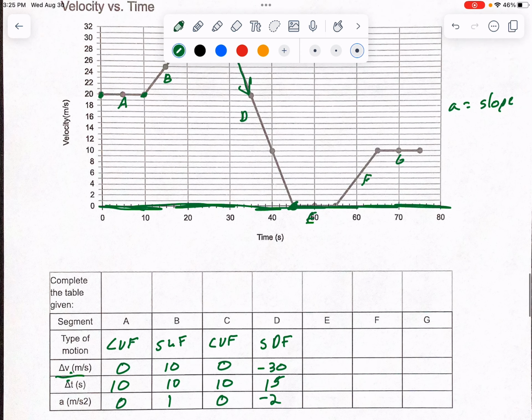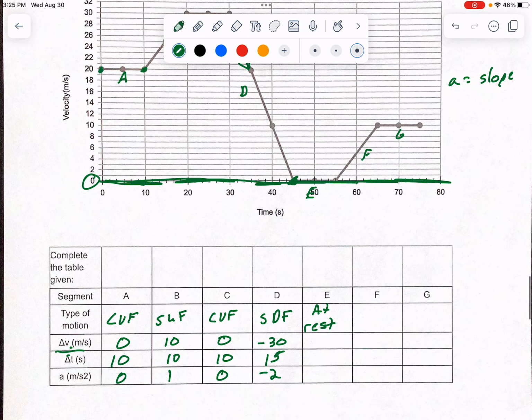Now E, you got to be careful with this. Yes, it is a flat line, and your instinct could be to say constant velocity. But if you pay attention, you're on the 0 line now. So you're actually not moving at all. So this would be called at rest. It means no velocity at all. So what was your change of velocity? Nothing, because you didn't even have one to begin with. How long were you at rest? 10 seconds. And then 0 divided by 10 gives me acceleration of 0.